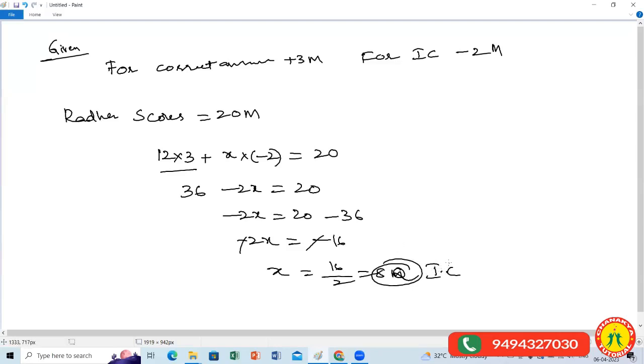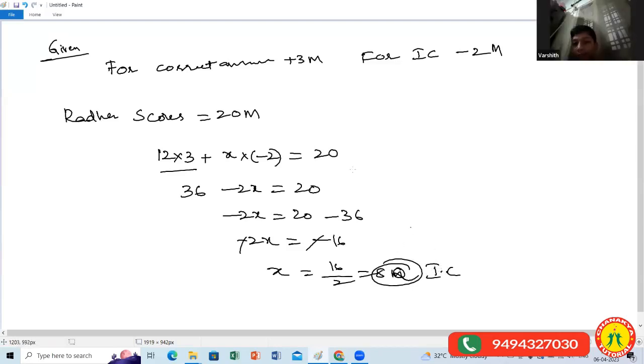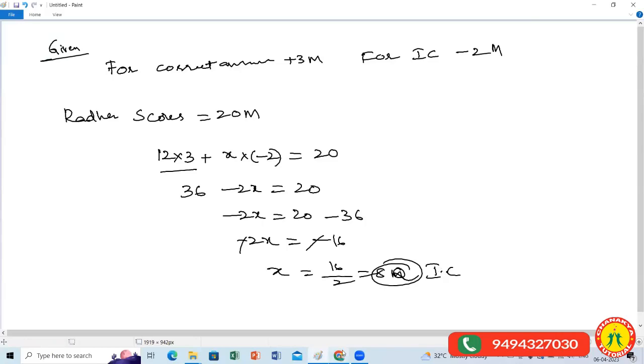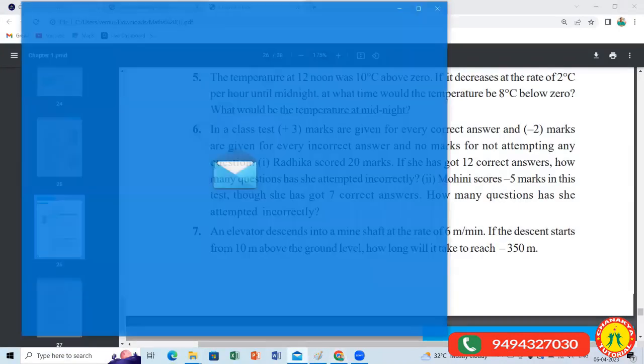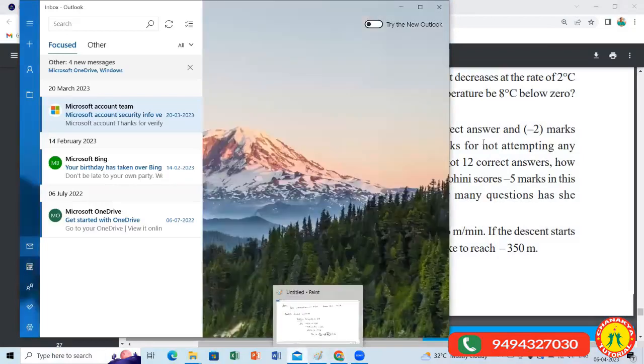Hope you understood. Yes, ma'am, understood. Coming to the next part. Mohini scores -5 marks in the test, though she got 7 correct answers. So what is the score of Mohini? Mohini scored only -5 marks.